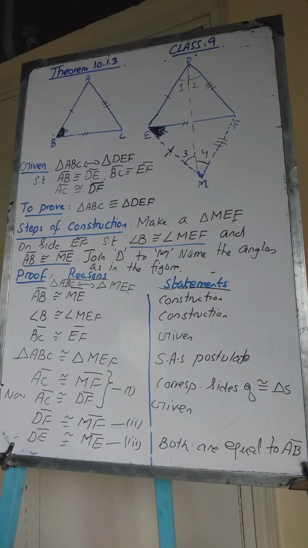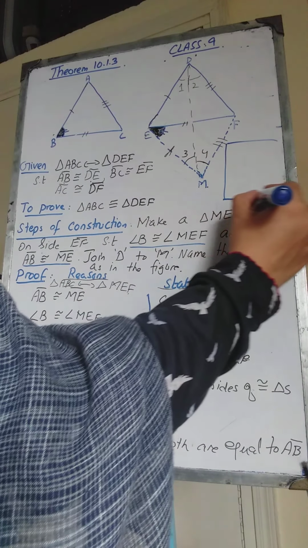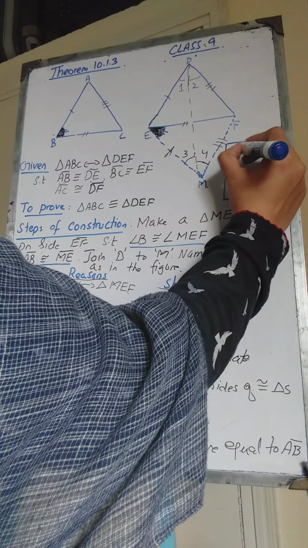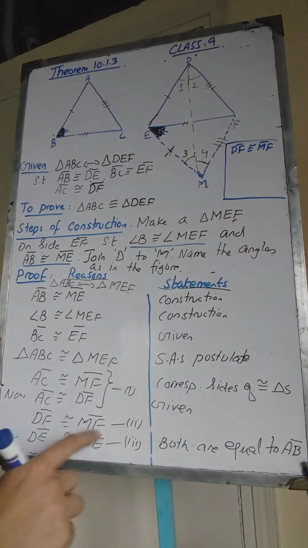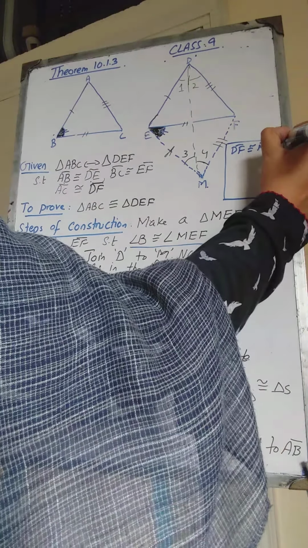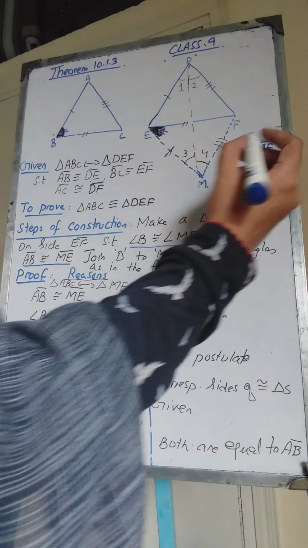Okay, so these are the things which we have proved. Let me write it here because we are going to use it. Okay, the first thing is DF is congruent to MF. This was in equation 2. And DE is congruent to ME.